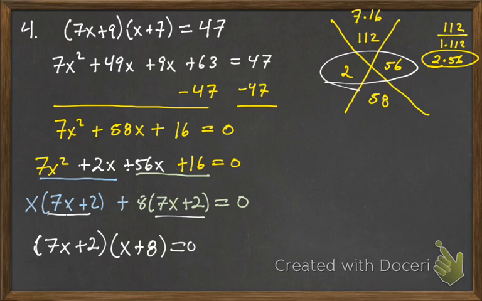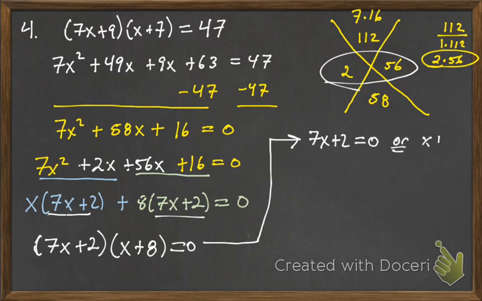So now we can use the zero product property. So that says 7x plus 2 is equal to 0, or x plus 8 is equal to 0. Subtract 2 from both sides and then divide by 7.